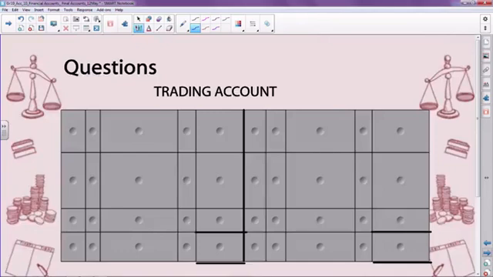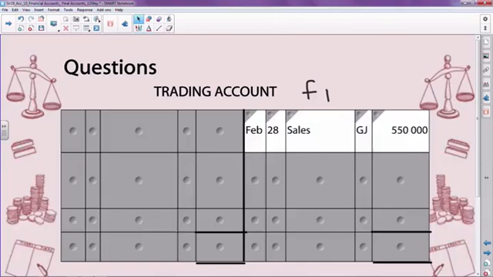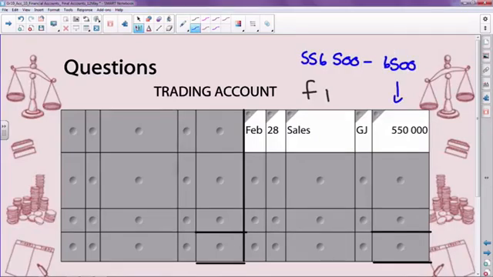There it is. So your trading account, just let's quickly number it. Remember, it's a final account. It's your F1. And now, what's your very first step? You need to take your debtors allowances to sales. Now, how did I get this 550 here? Remember, you had your 500, and you minus your debtors allowances, which is 6,500, and then you got your answer of 550. So actually, you did your step number 1 and step number 2 here.